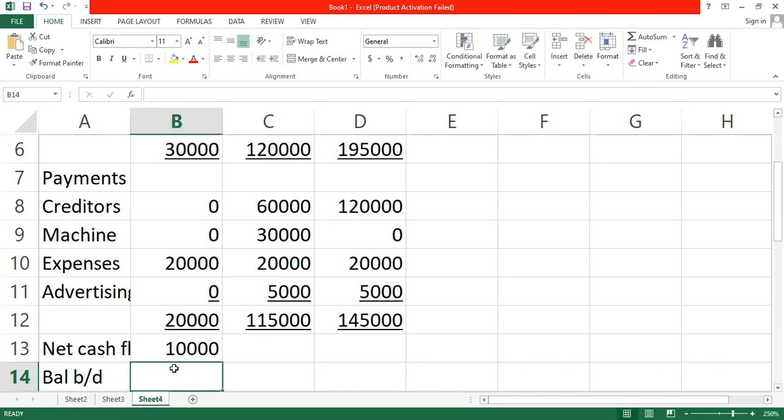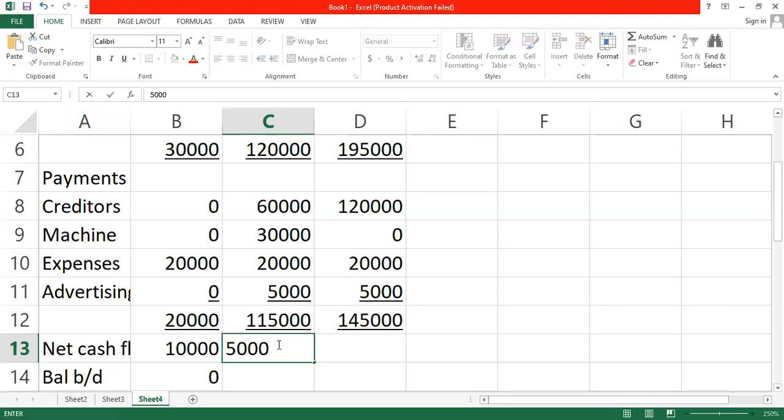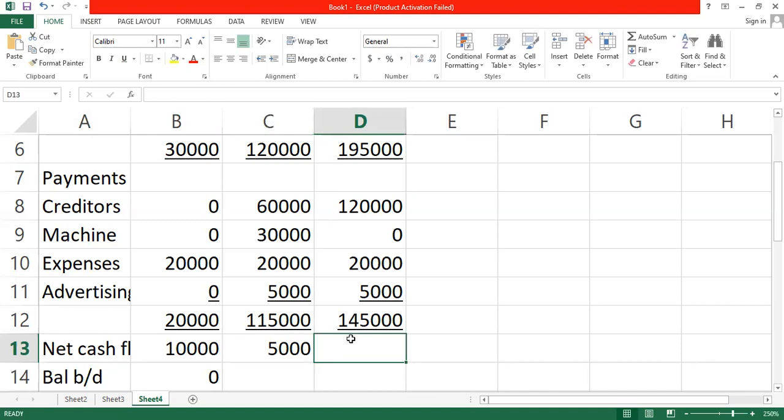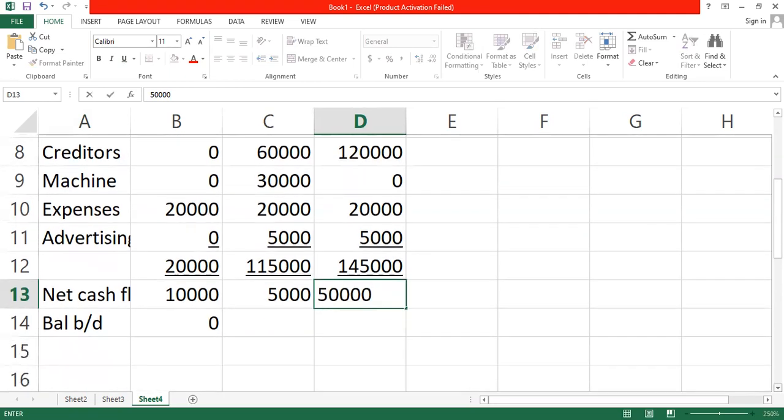So we put 0 here, isn't it? Oh, yes. Okay. This will be 5,000. The net cash will be 5,000. 120 minus 115. Okay, 195 minus 145, 50,000. Okay. Let's come here.